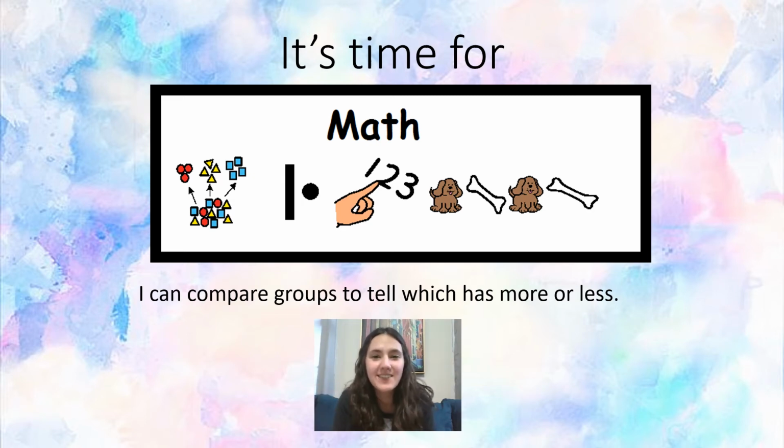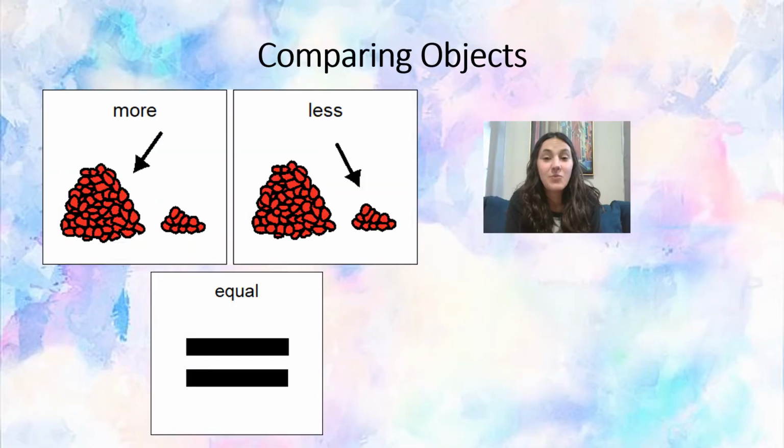Today our objective is I can compare groups to tell which has more and which has less. Let's get started. When we compare groups, we can look at how many there are and tell which has more, which has less, and sometimes the sets are equal or the same. Let's work together to find out which groups have more.